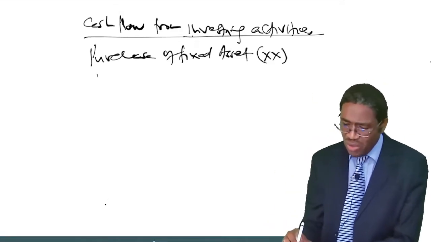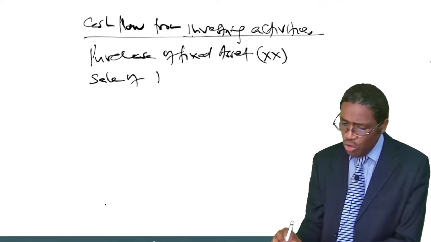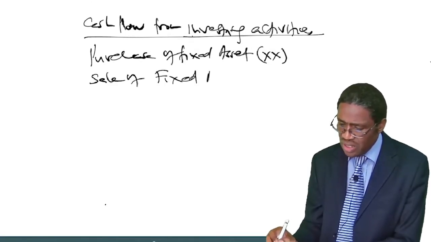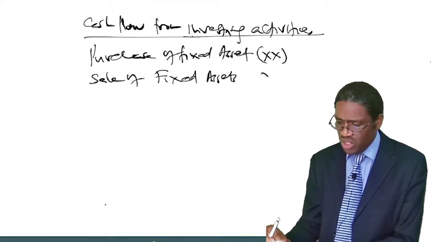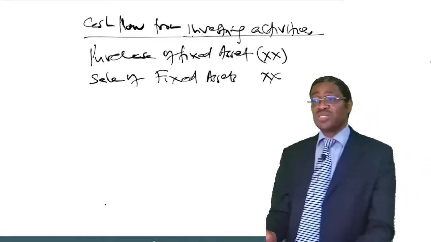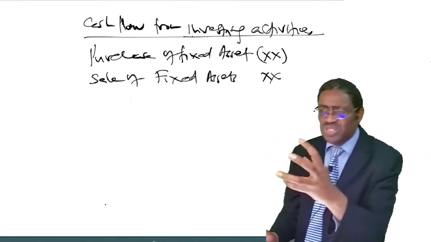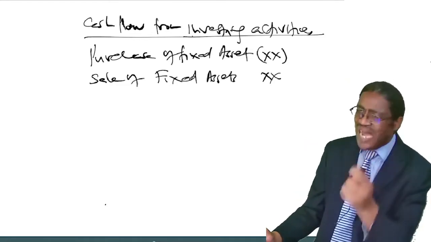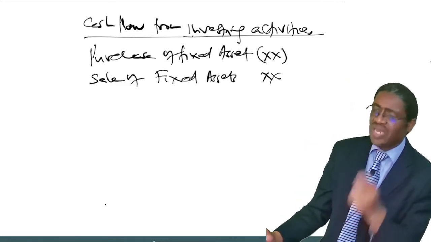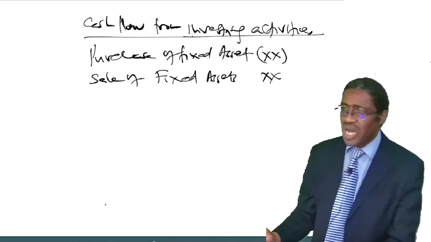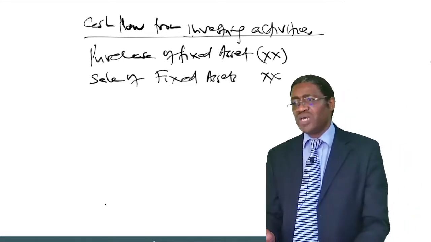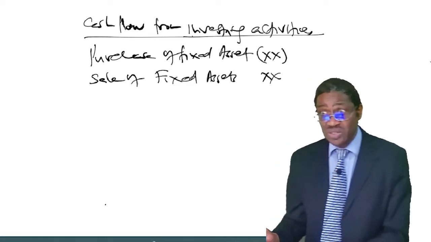Another one could have been sale of fixed assets. Whatever it is, when you sold some of the fixed assets, the cash you received from the sale of the fixed asset is the amount we classify as an investing activity.